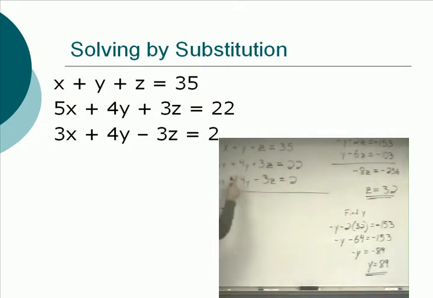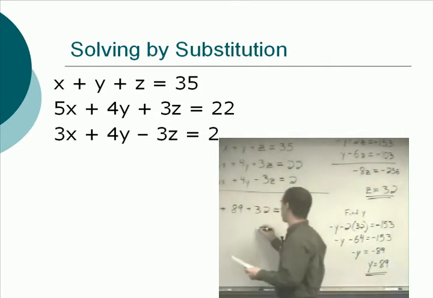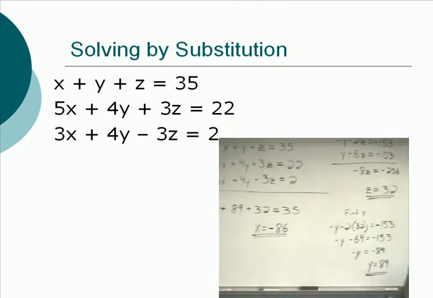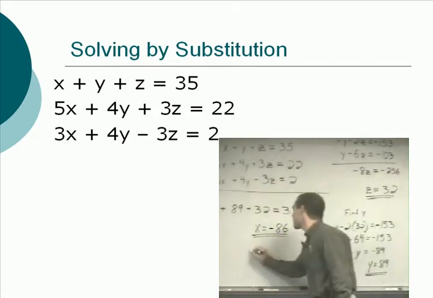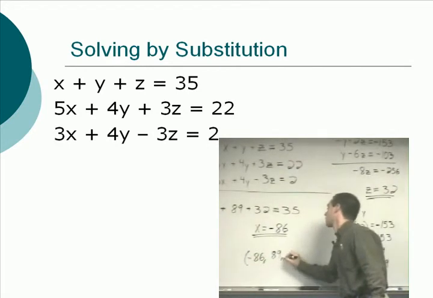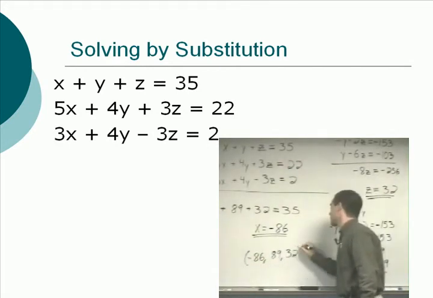X plus y, which we know to be 89, plus z, which we know to be 32, equals 35. And if you solve that, x will turn out to be negative 86. And we solved the system. Now those are also given in ordered triples instead of ordered pairs, ordered triples often. So we would say that the solution here is negative 86, 89, 32. And we're done.